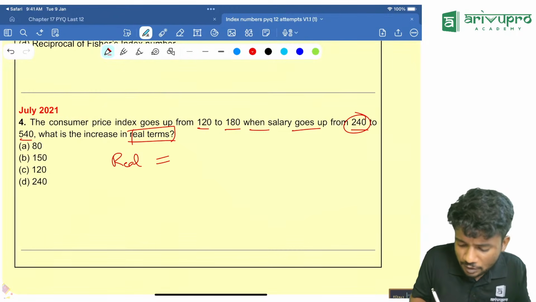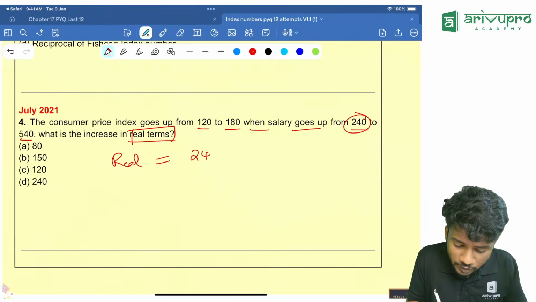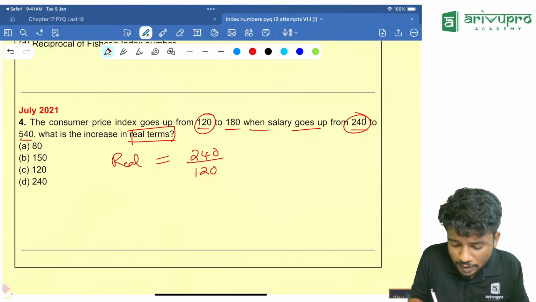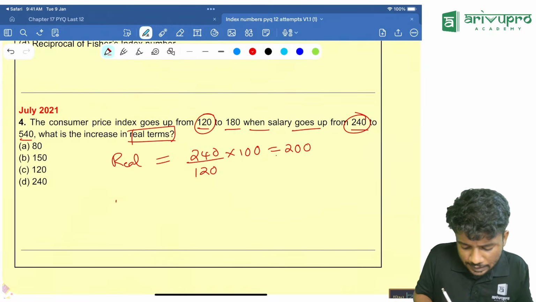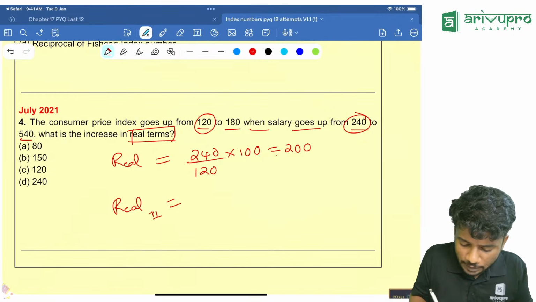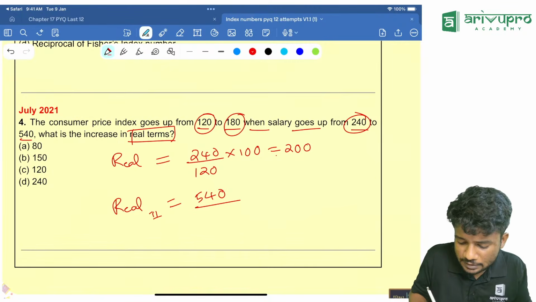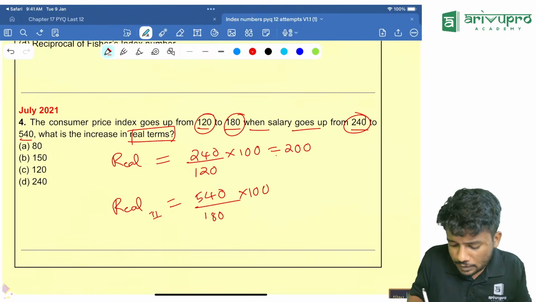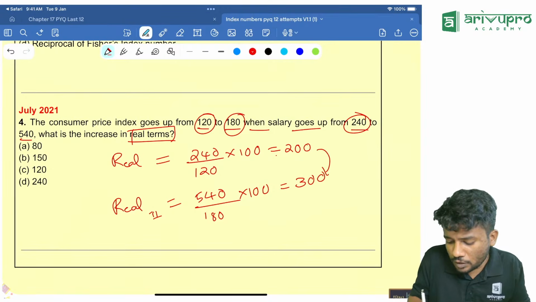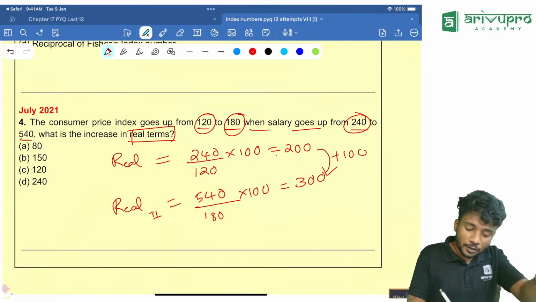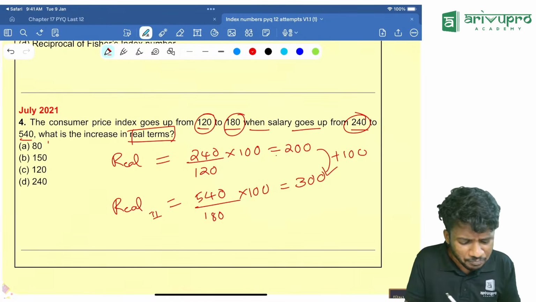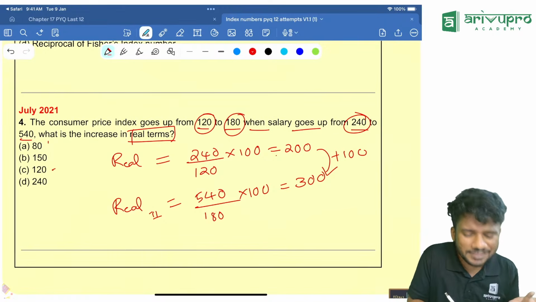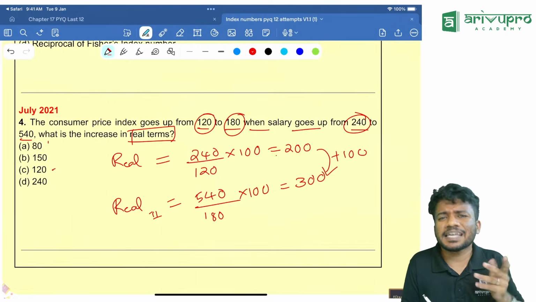Now you tell me. Real salary in the first case is how much? That is 240 divided by index 120, into 100, which is equal to 200. Then in the second case, it is 540, the salary, divided by index 180, into 100, that is equal to 300. If you look into it, the increment is plus 100. But looking at the options, neither 80 nor 120 can be the answer. But looking at the increment part, you can go for option C. This is wrong. Options are given wrongly. 100 should have been there.